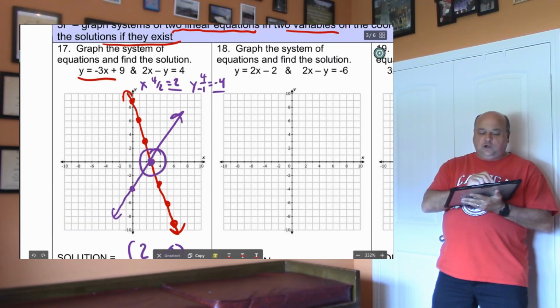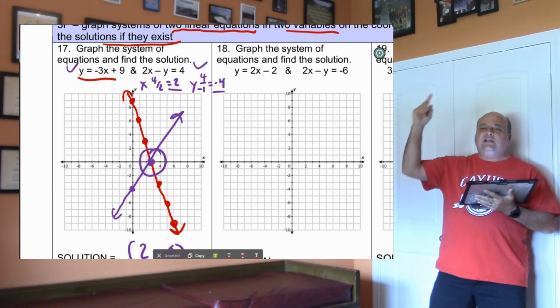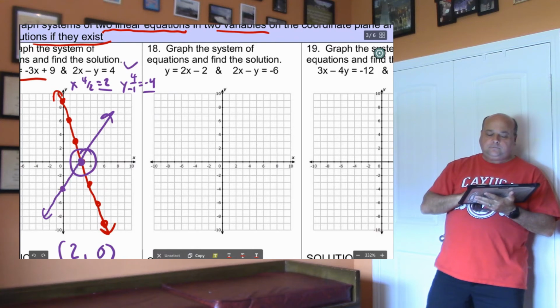Now then, if I put (2, 0) into both of these equations, it works. Check and check. It makes both of them work, okay? That ordered pair makes both lines work. Okay, let's go to the next one.